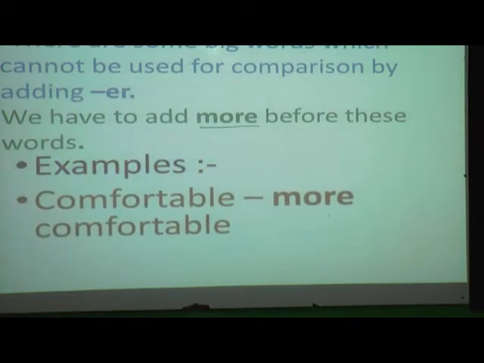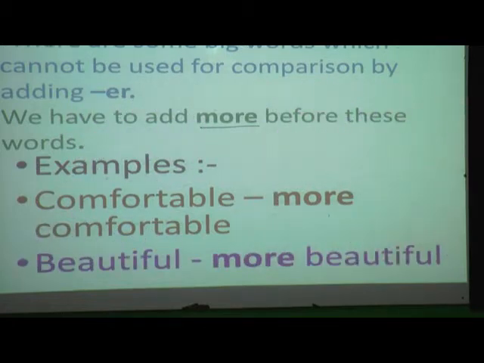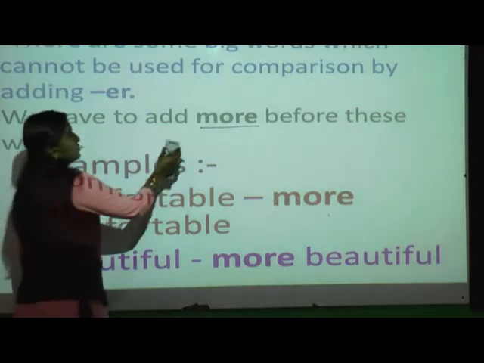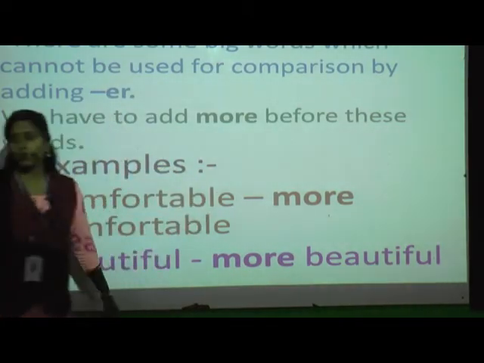Now for example, see, comfortable. Yes or no? So we can't say comfortable-er. At that time what are we going to use? More comfortable. Next is what? Beautiful. So what word have I used over here? More beautiful. So whenever you are comparing two persons, animals or things, if the word is big, at that time we are going to use the word more.